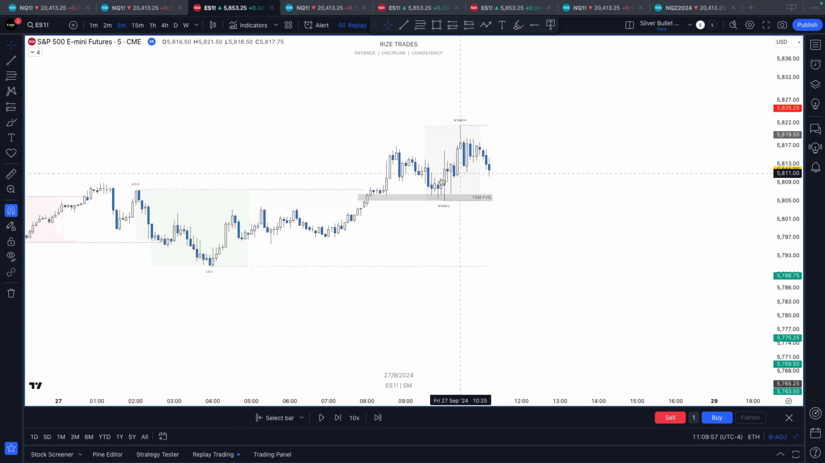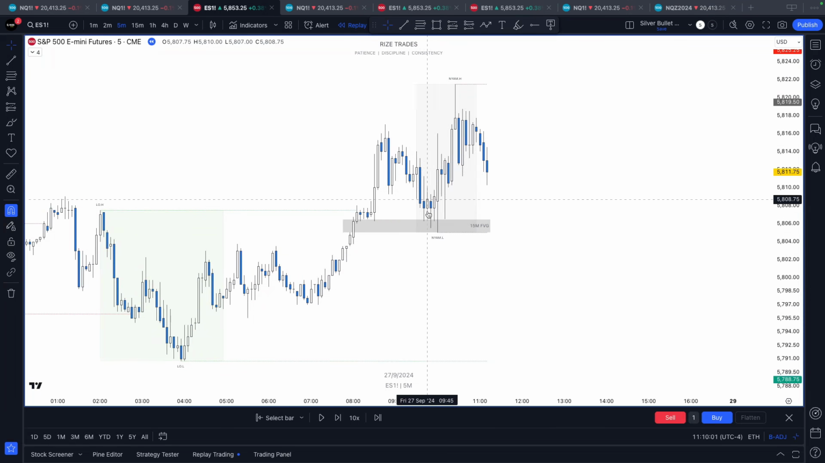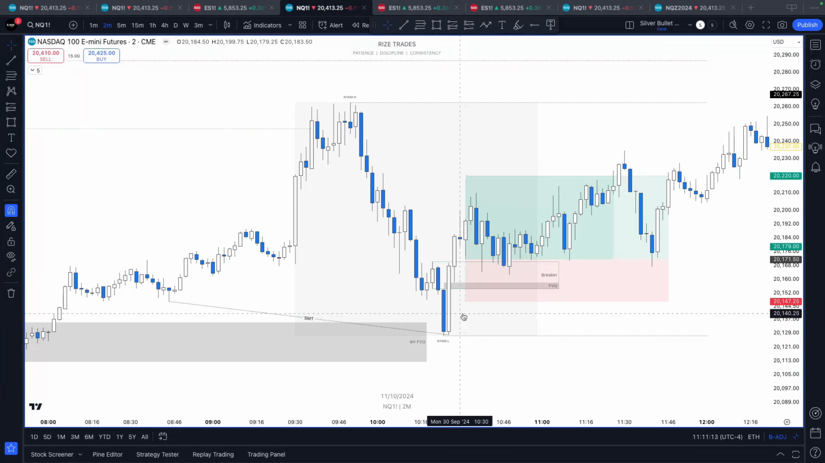And then Friday was a day of no trades as well. You can see this price action here. We didn't really do a lot. We came down into this 15-minute gap, popped higher here on ES, and on NQ, there was nothing either. So moving forward to the next week, Monday, the 30th of September.